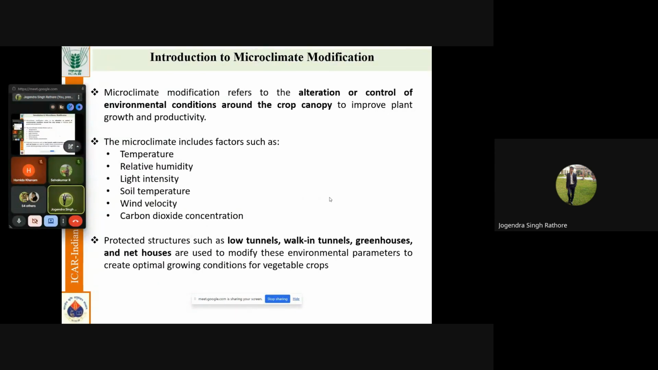All these microclimatic conditions affect the growth and yield of any particular vegetable crop. Later on we will discuss how these microclimatic modifications affect growth and development in cucurbits. By utilizing low-cost and easily constructed technologies like low tunnels and walk-in tunnels, up to high-expenditure ventures like greenhouses and net houses, we can modify these environmental parameters to create optimal conditions where we can harness maximum yield of a crop.